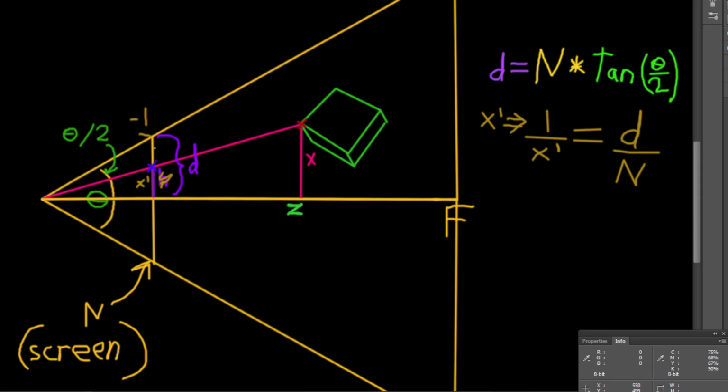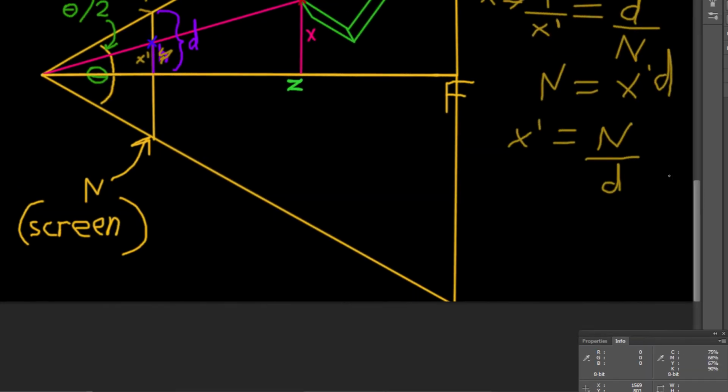So those will be proportional. D is to n, this is n here, this is d here. D is to n as 1 is to x prime. If we cross multiply these, we get n is equal to x prime d, and then we know that x prime is going to be equal to n over d. We can substitute the 1 over d with what we had before for calculating this d, and what we'll end up with is n over n times tan theta over 2.